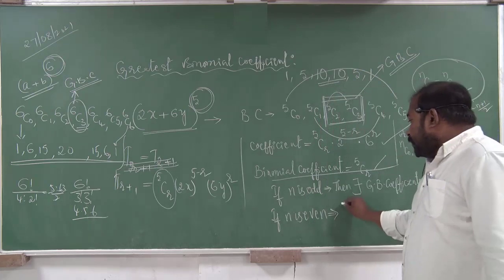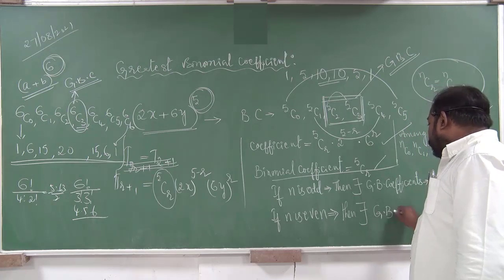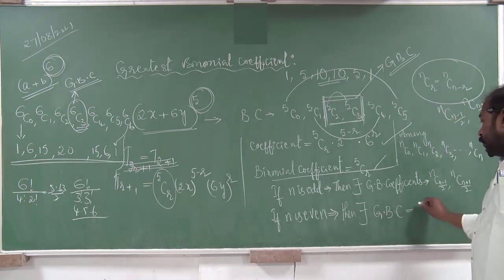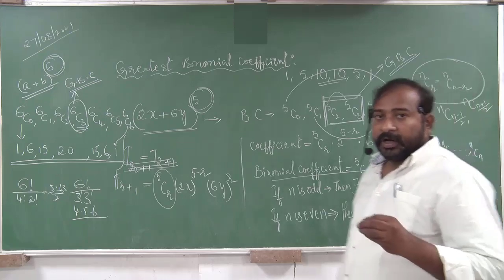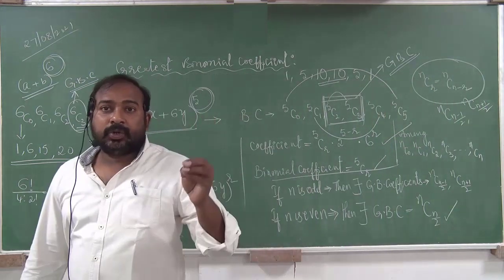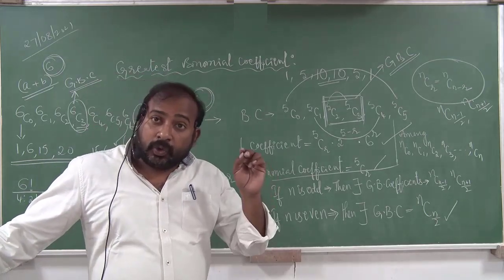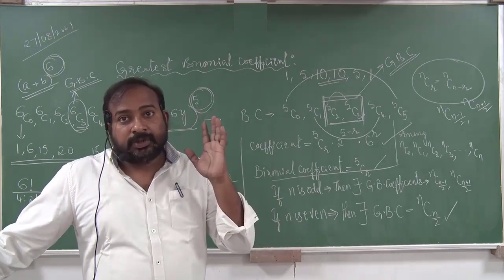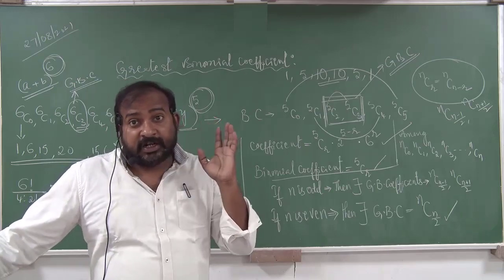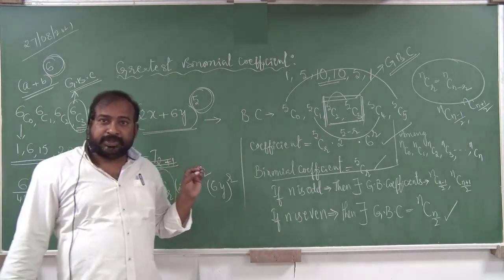then what will you get? There exists a greatest binomial coefficient, which is equal to nC(n/2). That's it. So this is one more important point related to greatest binomial coefficient. And there are a lot of differences between the coefficient and the binomial coefficient. You have to observe that point also. Got it now?